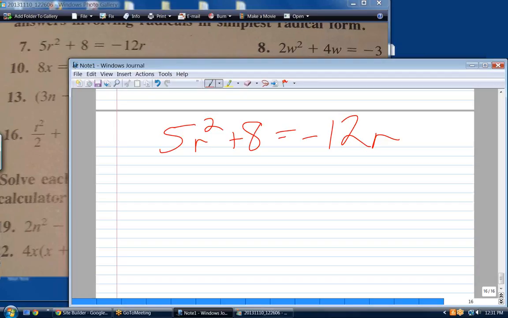Yeah. All right, what's the first step here? Subtract 8 from both sides. No, notice that this is a quadratic. How do we solve quadratics? We get everything on one side and 0 on the other. Yeah. So 5r squared plus 12r plus 8 equals 0.